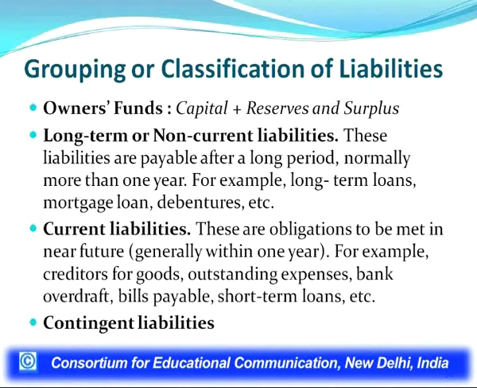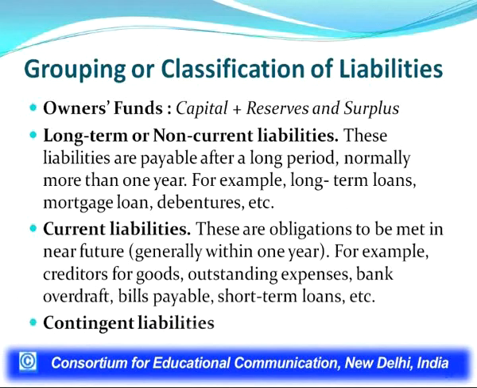Then long-term liabilities or non-current liabilities. Non-current liabilities are those liabilities which are payable by the firm after 1 year. So, these may be long-term loans, mortgage loans. In case of a company, they may be debentures. So, any loan taken by the firm for more than 1 year will be classified in this category. Whether it is secured or unsecured, it does not matter.